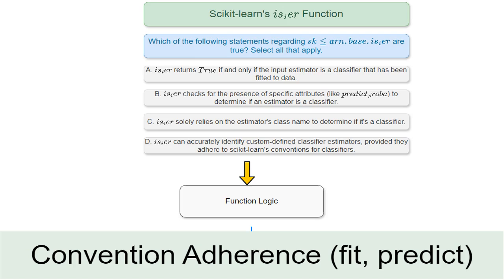This section highlights that it can also recognize custom-built classifiers. As long as they follow scikit-learn's rules, having methods like fit for training and predict for making predictions, the function can properly identify them. This adaptability ensures broader compatibility. I think this is particularly useful for creating customized machine learning solutions.